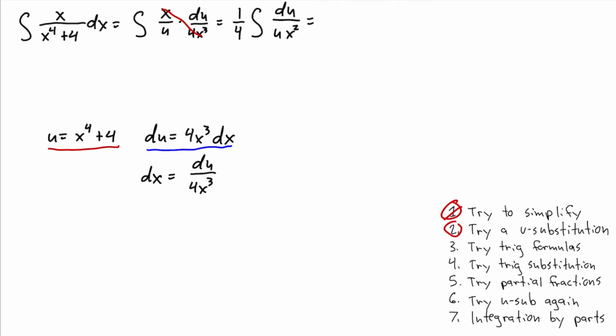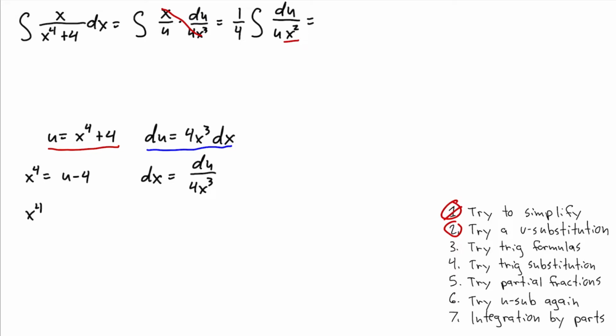Now, how are we going to go about this? Well, if we look at our u, we can try solving for x and see if that will bring us any closer to the solution. So we have x to the 4th. Now, if we just square root that, we'll get x squared, because we're looking for x squared. So let's try that. We know that x to the 4th equals u minus 4.